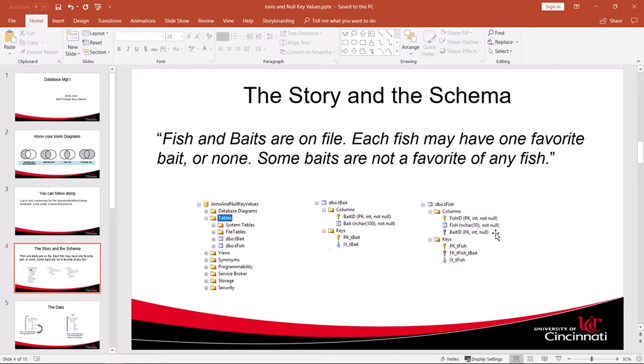Whenever possible, I strongly prefer to name my foreign keys the same name as the primary key to which it is relating. It just makes semantics a lot easier. This is discussed in the naming conventions document that I posted on Blackboard in your class. We've seen the schema. We've heard the story. Let's look at the data.